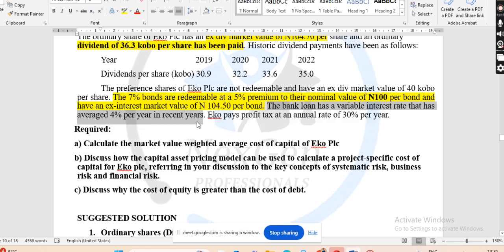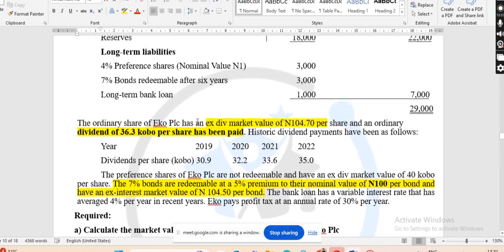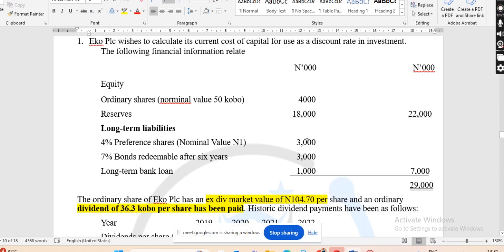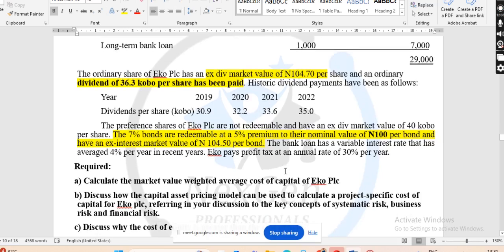It has how many percent interest rate? It's 4% interest rate. So the total market value of a bank loan will still be the same value given to you in the financial statement. So the market value will still be 1 million. We can't determine the market value. The only thing we will determine is the cost of bank loan using the interest rate.